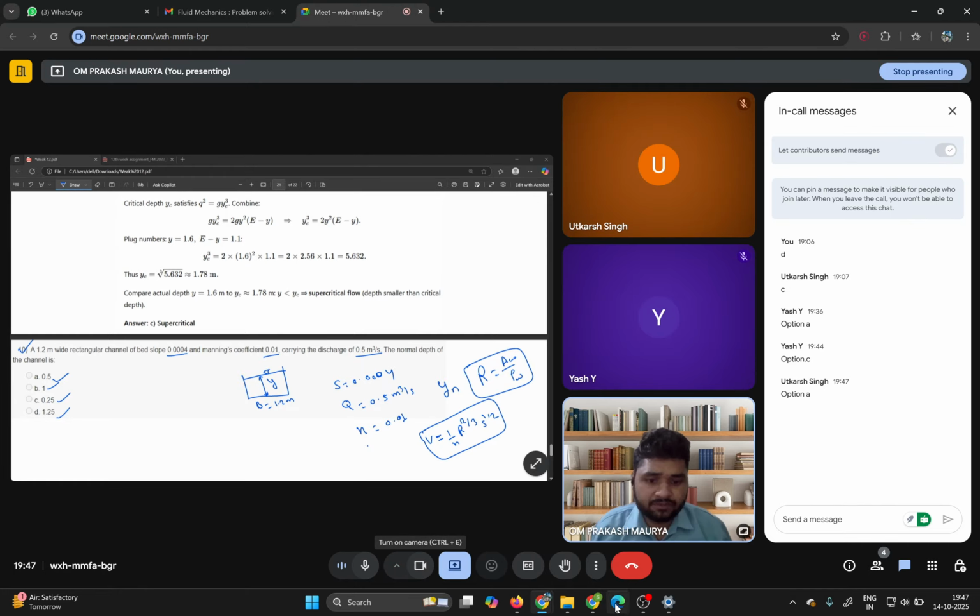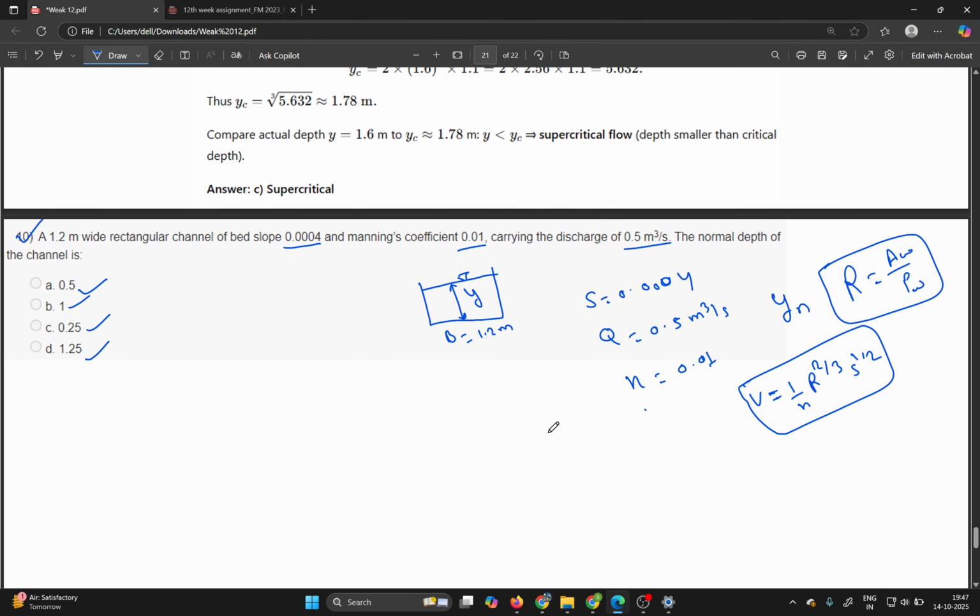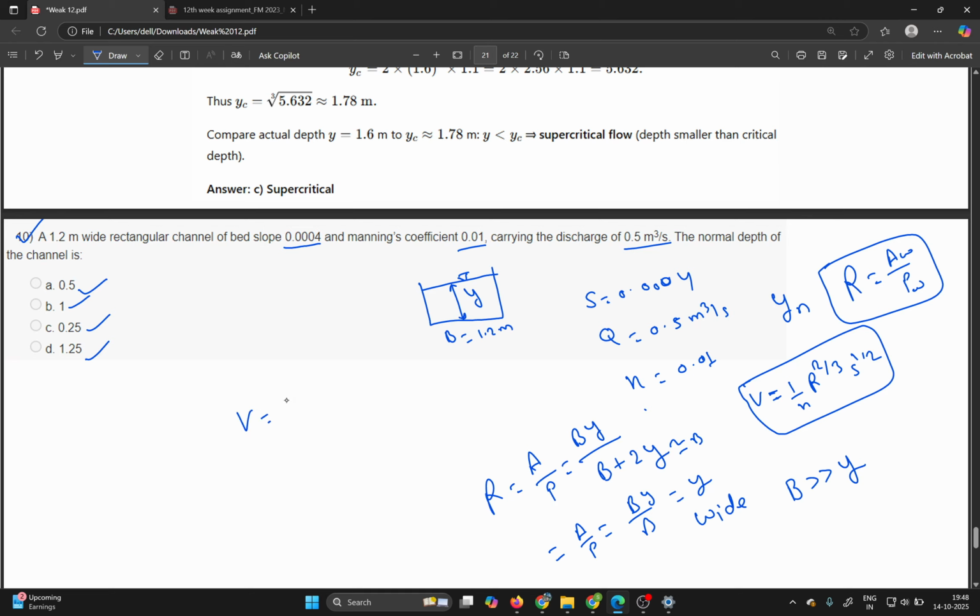So let me just write the answer. Area by perimeter. For a wide rectangular channel, area is b into y and the perimeter will be b plus 2y. For a wide rectangular channel, b is much greater than y, so here you can write b only. So area by perimeter for wide rectangular channel, b y by b, so it will be y. So you can replace this. Velocity is 1 by n, y to the power 2 by 3, s to the power 1 by 2. So this is possible only for the wide rectangular channel, remember please.